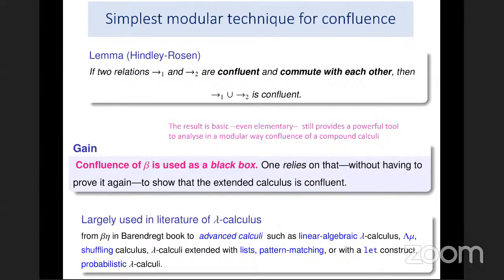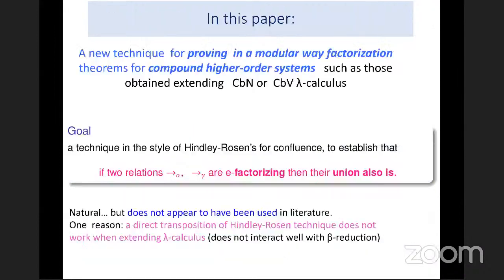And this has been a success in the literature of lambda calculus, from Barendregt's book, where it's used to prove the confluence of beta-eta, to a large number of advanced calculi, from linear algebraic lambda calculus and many others, including our work on probabilistic lambda calculus. So in this work, what we developed with Beniamino and Giulio is a technique for proving factorization in a modular way, which is very much inspired by the Hindley-Rosen technique.